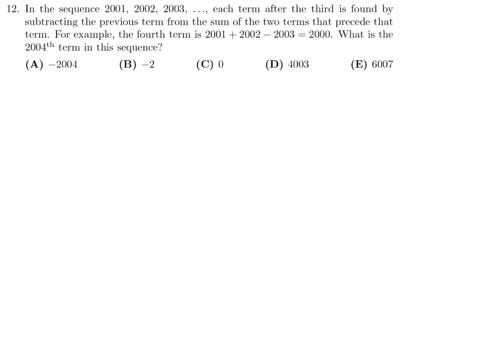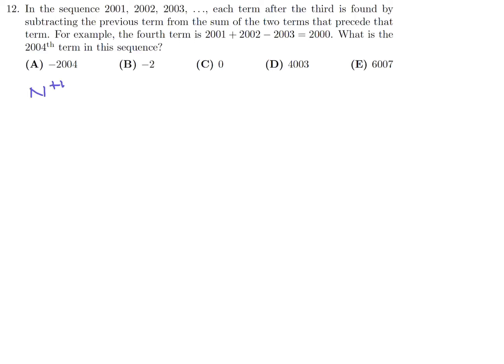In the sequence 2001, 2002, 2003, and so on, each term after the third is found by subtracting the previous term from the sum of the 2 terms that precede that term. For example, the fourth term is 2001 plus 2002 minus 2003, which is 2000. What is the 2004th term in the sequence?